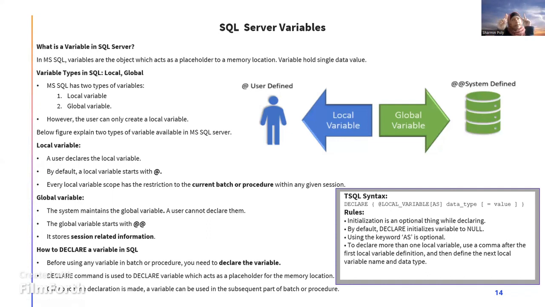How many ways can we declare it? We can declare it in three ways, right? What are the three ways? We can say set, select, and declare. Yes, those are the three commands you use: declare, set, and select.